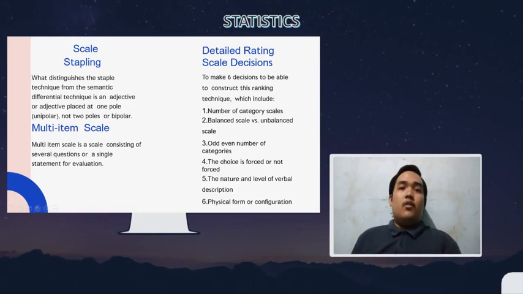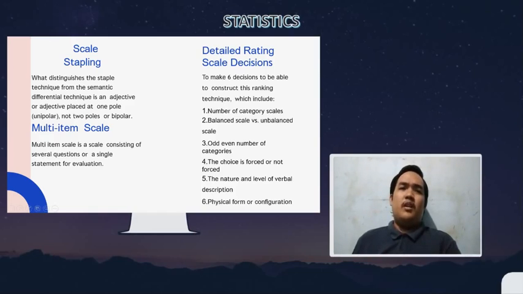To be able to construct a continuous rating scale, we must make 6 decisions. Those decisions are number of categories, balanced scale or unbalanced scale, odd or even number of categories, forced or involuntary choice, nature and level of verbal description, and the last, physical form or configuration.